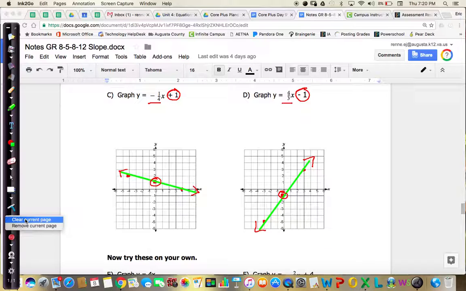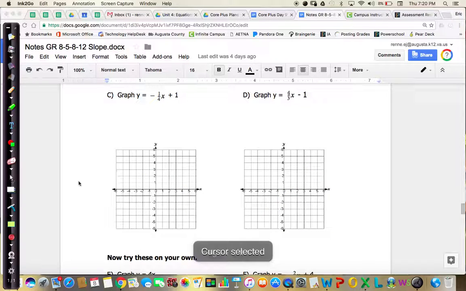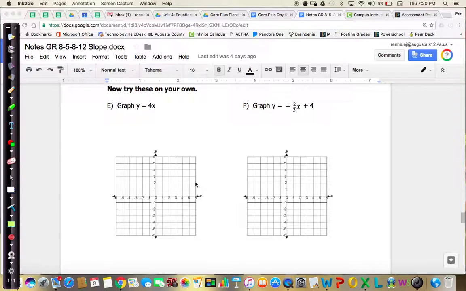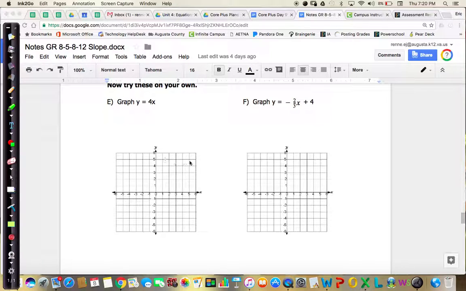Okay, moving right along here. Now it says, try these on your own. So what I want you to do at this point is pause the video and see if you can do these two on your own. Once you've completed these two, turn the video back on and see how you did. And I'll run through these rather quickly so that you can complete your notes. So go ahead and pause the video right now and then turn it back on when you're finished. Go.